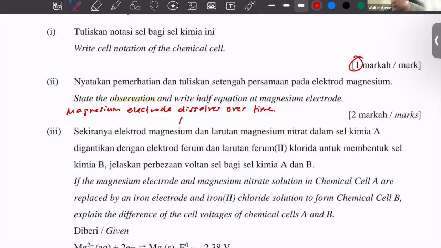And the half equation here will be magnesium being oxidized to magnesium ion, and it releases 2 electrons. So that's the answer. Okay. If you get both correct, then you get 2 marks for this particular question.